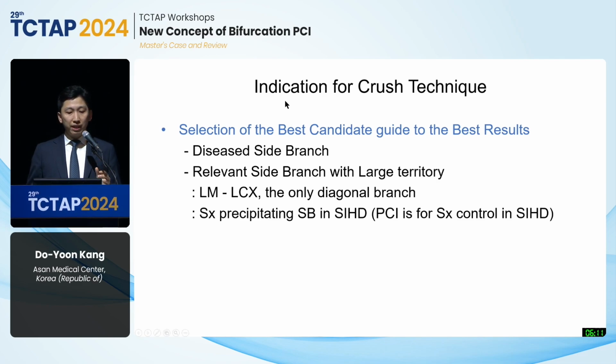And what would be the indication? This is not only for the crush technique, but for the two stent technique. As Dr. Mama said, and everyone said, most cases can be treated with a crossover with a provisional approach. However, sometimes we need a two stent technique. For that, we should learn, experience and practice for a good two stent technique.